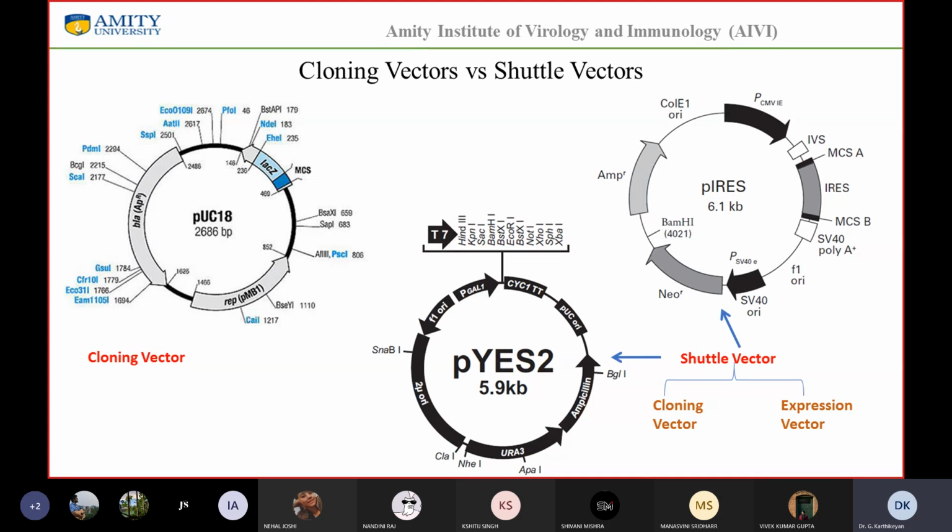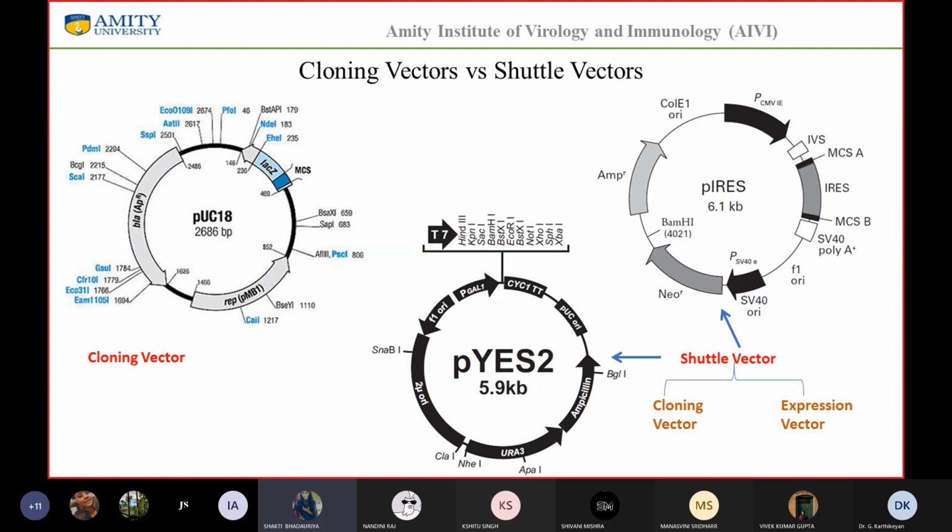Now, what is the principal characteristic of a shuttle vector? Looking at the picture, you will be able to see things. Any idea what the two outstanding characteristics of a shuttle vector are? Both pYES2 and pIRES1 are shuttle vectors, and pUC18 is a cloning vector. Any idea what the biggest difference is between this shuttle vector and the cloning vector?